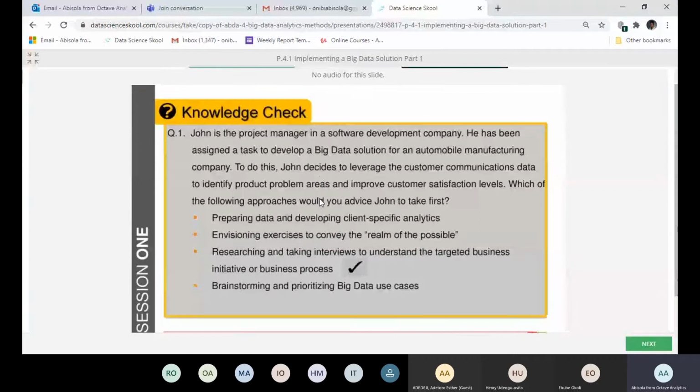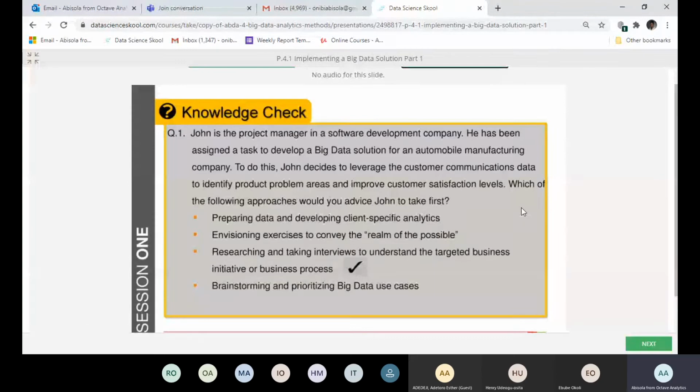Okay, so let's see this. John is a project manager in a software development company. He has been assigned a task to develop a big data solution for an automobile manufacturing company. To do this, John decides to leverage the customer communications data to identify product problem areas and improve customer satisfaction levels. Which of the following approaches would you advise John to take first?